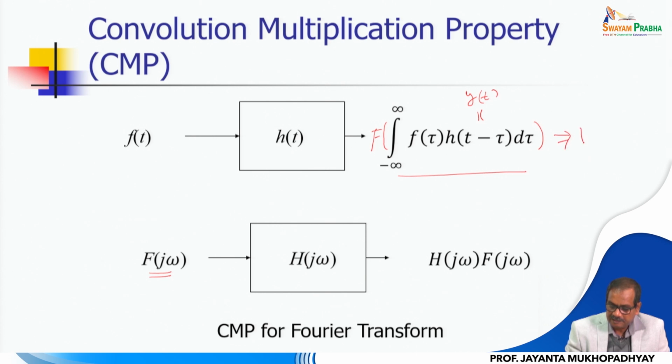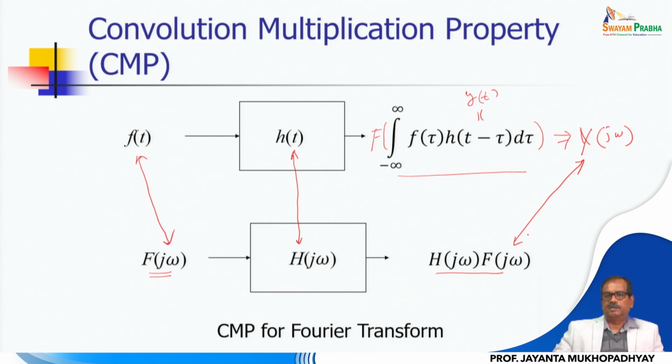So, let me write it as Y(jω). Now, this Y(jω) can be computed from the Fourier transform of the input signal, that is the input function f(t), and also the Fourier transform of the impulse response, corresponding to the function h(t), that is H(jω). So, if I multiply them, that should be the same as the Fourier transform of the output of the convolution operation. So, this is the convolution multiplication property, and this property holds in the Fourier transform domain.